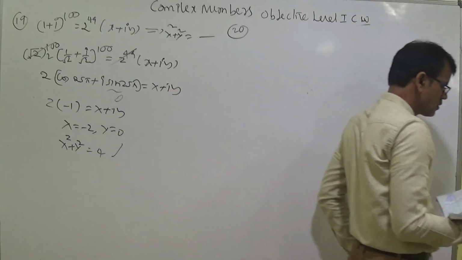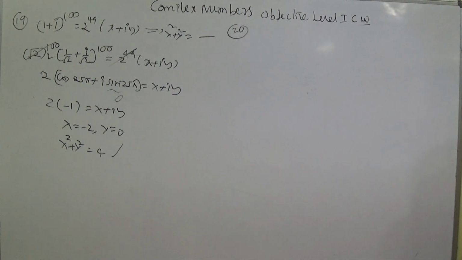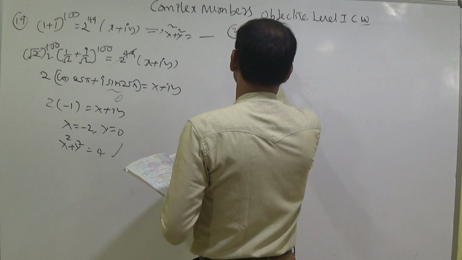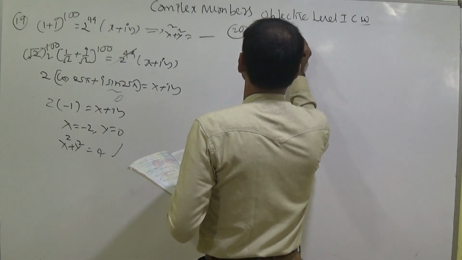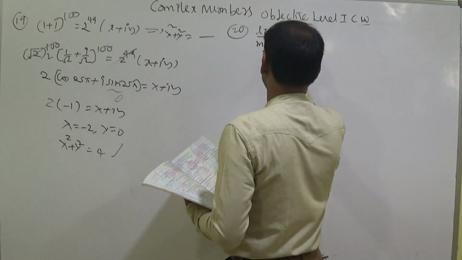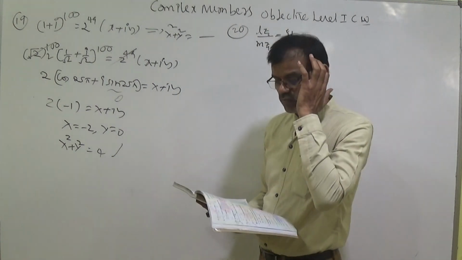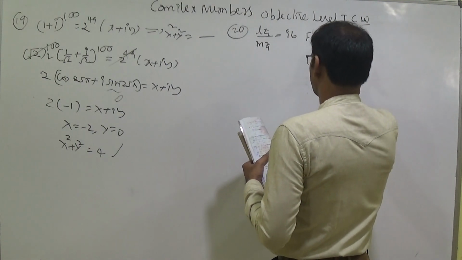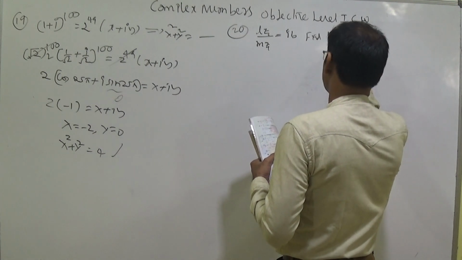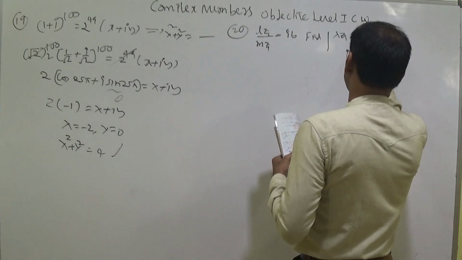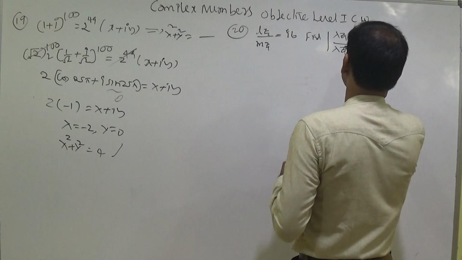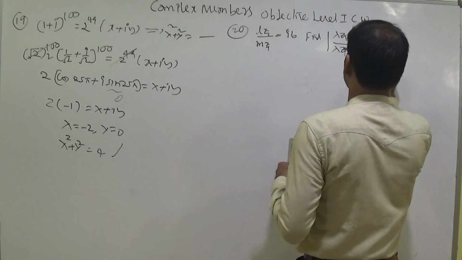Twentieth question. Lambda Z2 by mu Z1 is purely imaginary, so write lambda Z2 plus mu Z1 equal to iB, because it is a purely imaginary number. To find the value, I am writing modulus of lambda Z1 plus mu Z2 by lambda Z1 minus mu Z2.